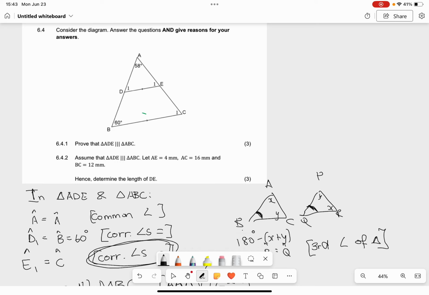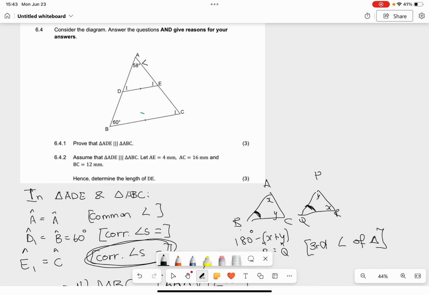Let AE equal 4 centimeters. Let AC equal 16 centimeters. Sorry, it's millimeters. Why am I saying centimeters? And then they're also saying BC is equal to 12 millimeters.